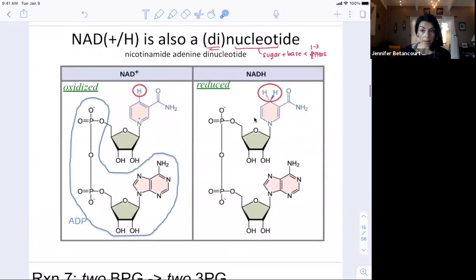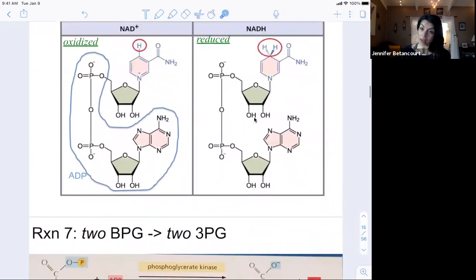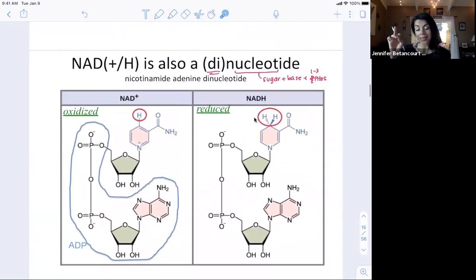Okay, so keep that in mind, that nucleotides are not just building blocks of DNA. Nucleotides are used for a lot of different things.